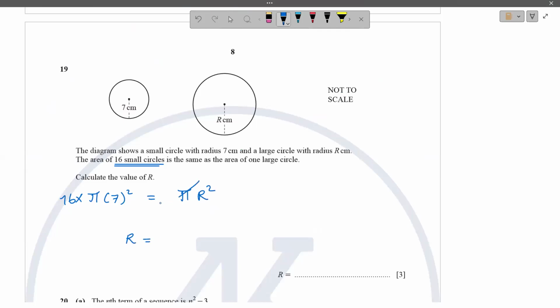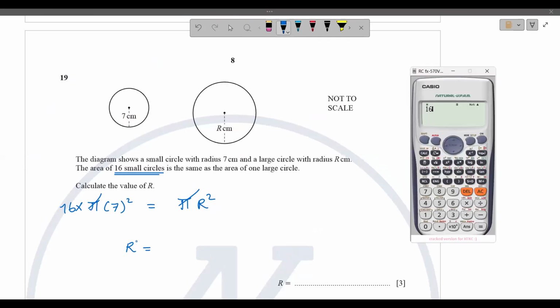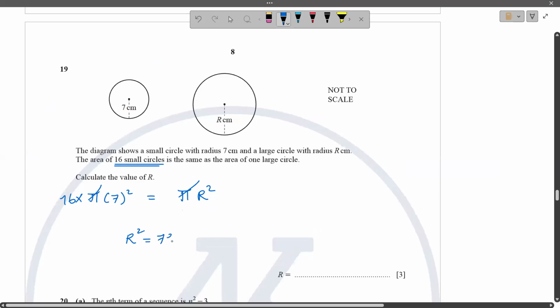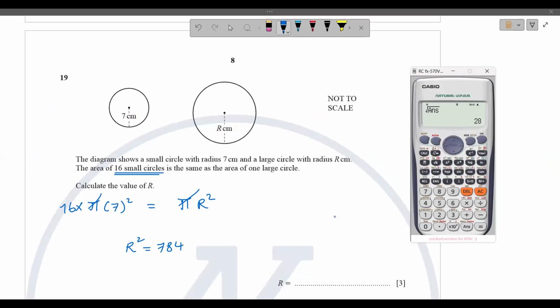Yes, sure. We can divide both sides by pi first. Then 16 multiplied by 7 squared is 784. Square root, the answer is 28.